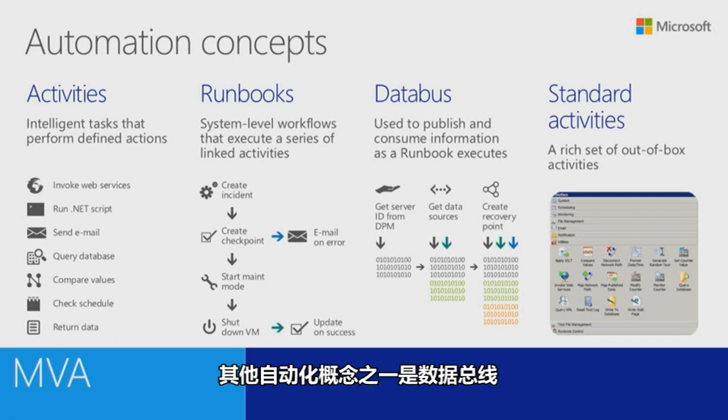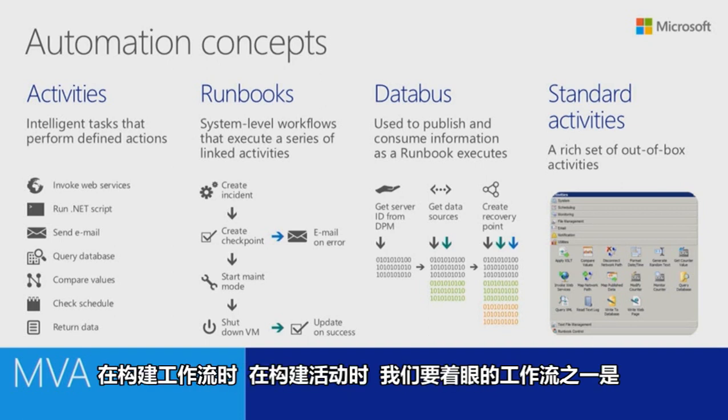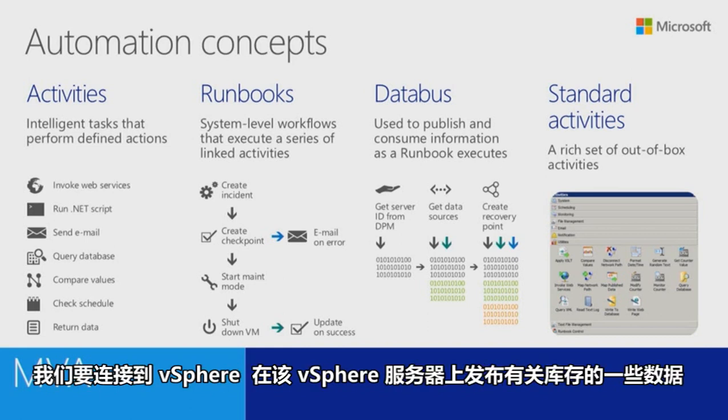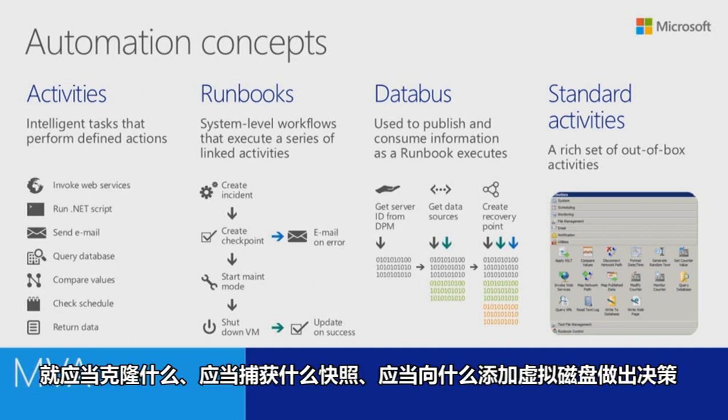One of the other things that we have is the data bus, and that's one of the coolest parts, I think, of the Orchestrator product. When you're building a workflow, one of the workflows that we're going to look at, we're going to reach into vSphere and publish some data about the inventory on that vSphere server. We're going to use that data later in subsequent activities to make decisions on what we should clone, what we should snapshot, what we should add a virtual disk to.